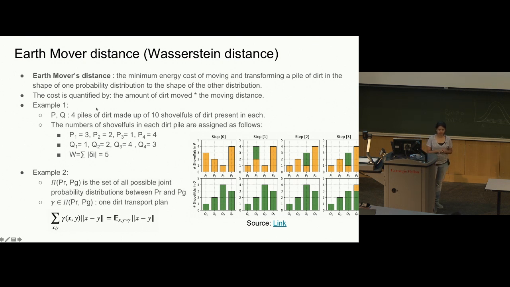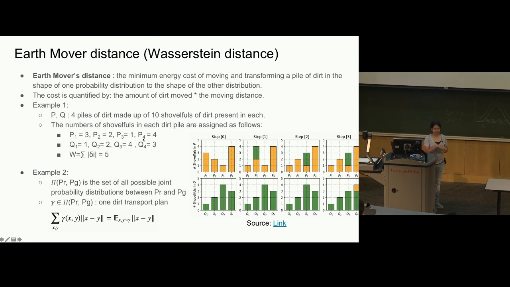Let us take a discrete example first to get some understanding. Let us say P and Q are representing just 4 piles of dirt each. So, P has 4 piles of dirt, Q has 4 piles of dirt, and each of these is full of 10 shovelfuls of dirt. If you see in this diagram, there are 4 piles of dirt in yellow and 4 piles of dirt in green. Yellow represents one distribution, which can be your P theta, and green represents your PR. The total amount of dirt present in these piles is 10 shovelfuls for now.